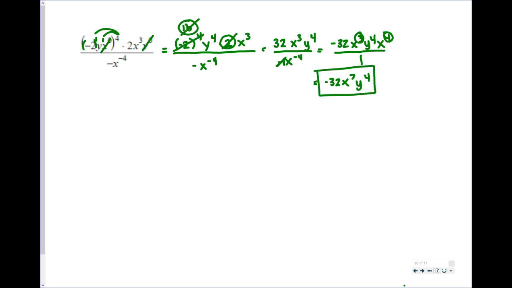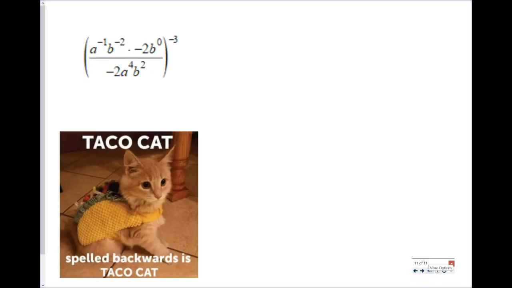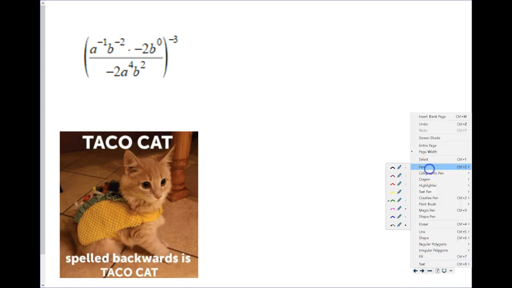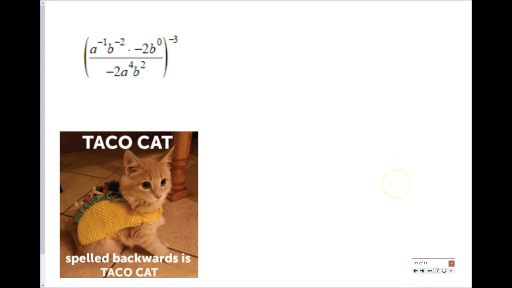Okay? We've got one more. Hang in there, guys. You're doing great. Last one, and I put this cat one because I needed you guys to have a little bit of a laugh, and I do think that's awesome that Taco Cat spelled backwards is still Taco Cat. I find that super awesome.